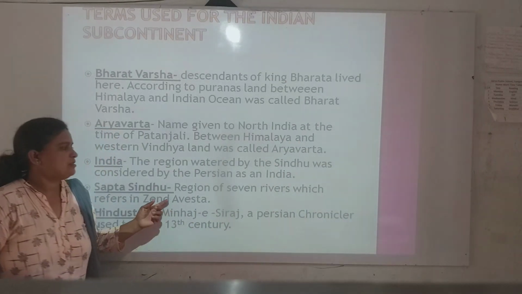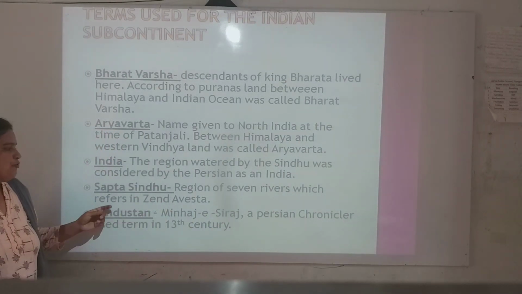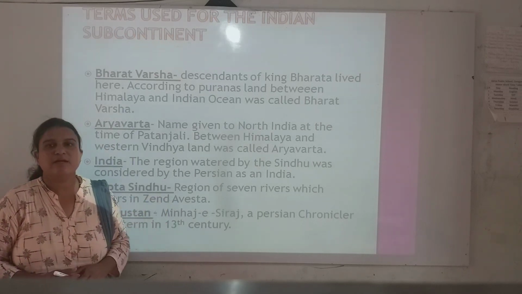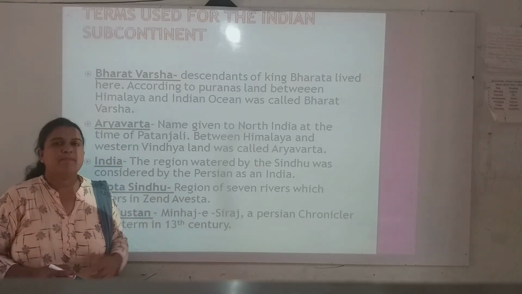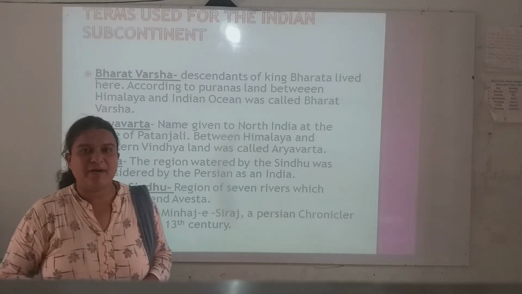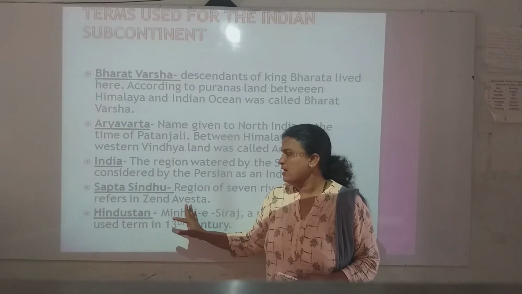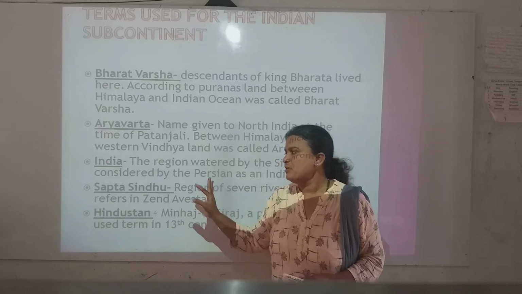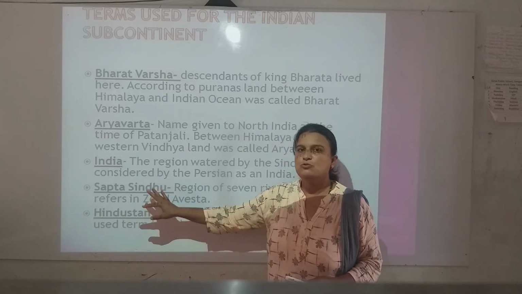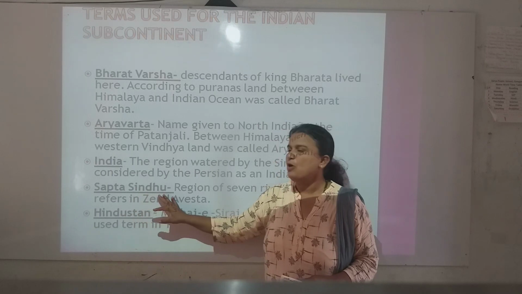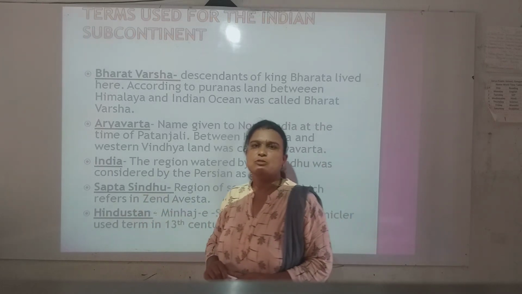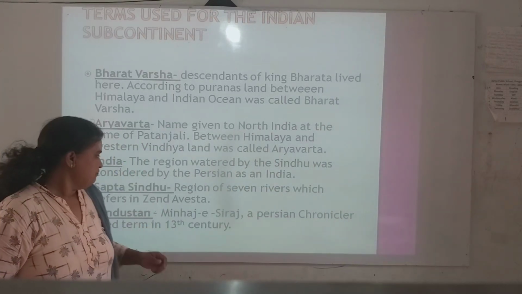Sapta Sindhu means the region of 7 rivers, which is included in the Zend Avesta, the holy book of the Parsi religion, and in that book the 7 rivers and their account are mentioned. So after Sapta Sindhu, our country also got this name.